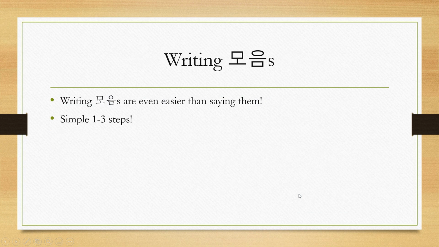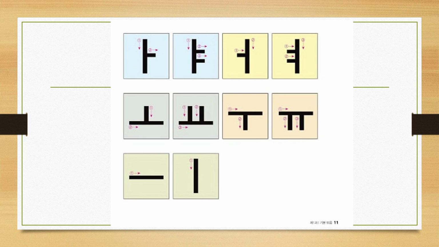Alrighty. So, writing moms. Now writing may look even tougher because an English speaker has probably never seen a writing system like Hangul, but writing in Hangul is actually even easier than saying them. It's ridiculously easy. Usually all moms are simple 1 to 3 step writing. So let's take a look. This is the order of how each one will be written. I'm going to be going over each one at a time, slowly, for everyone to see.